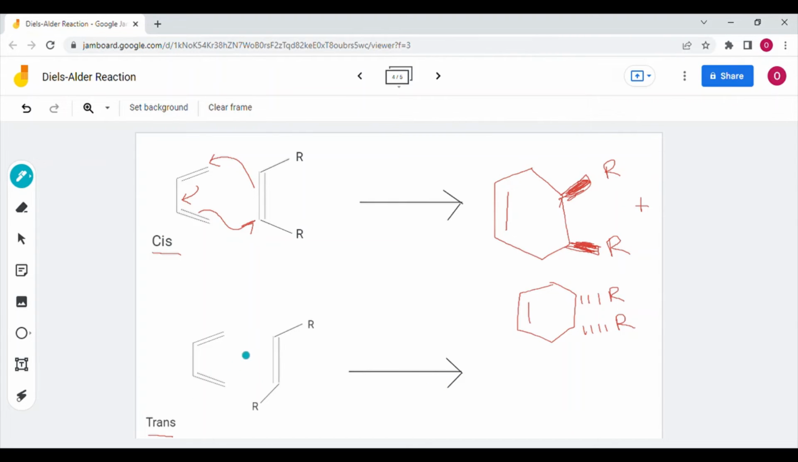Conversely, for the trans product, after we draw the mechanism, we're going to get a six-membered ring like so. Because the R groups are on the opposite side, we must annotate the R groups as opposites. So one would be on the wedge, and one group would be on the dash. And to be honest, it doesn't really matter whether you have the wedge here and the dash down here, or the dash up top and the wedge here, because remember that you can always flip the product and it's going to give you the same resulting molecule.